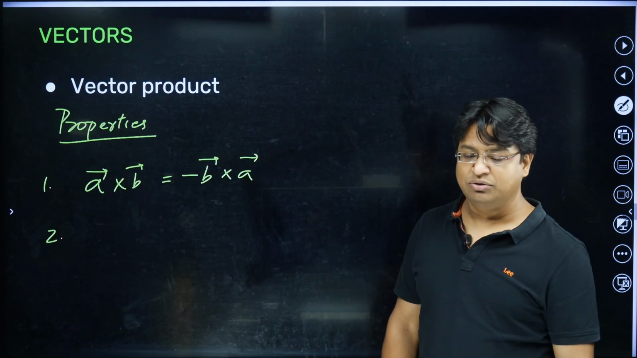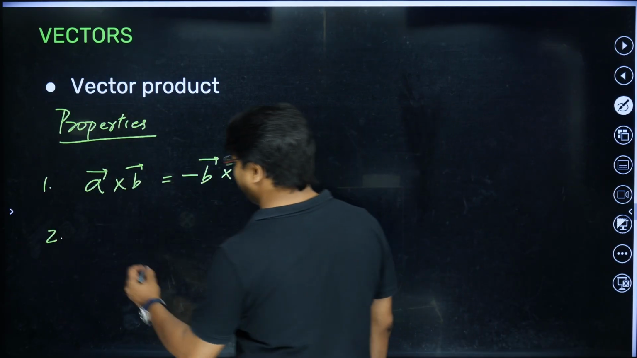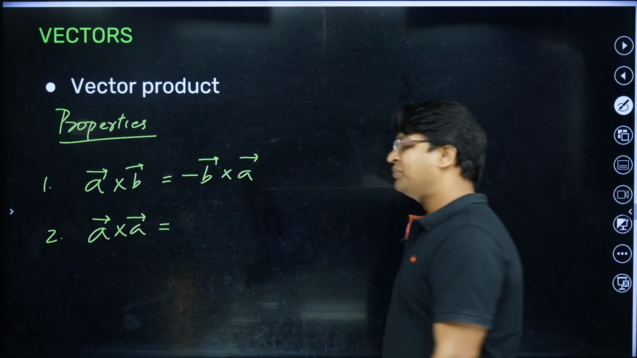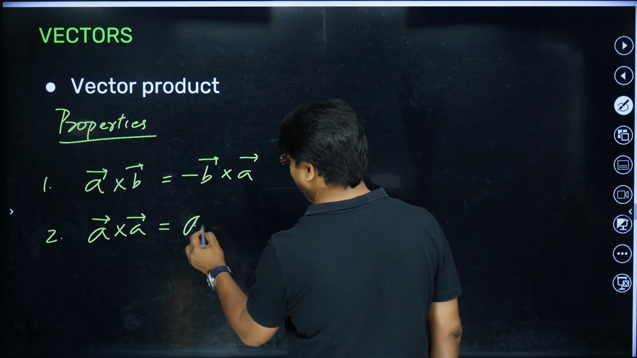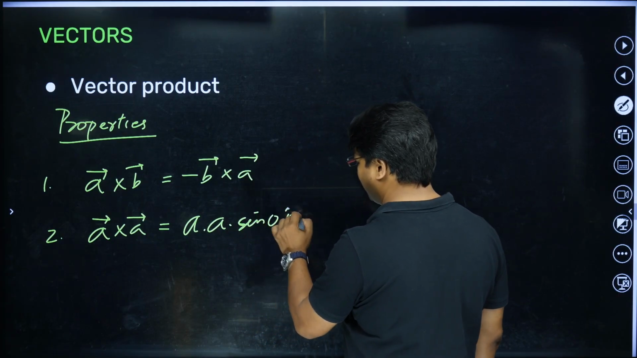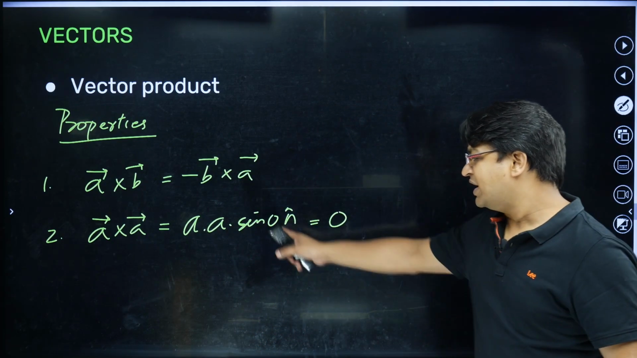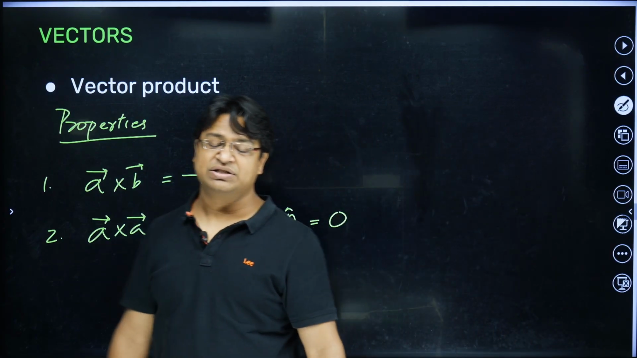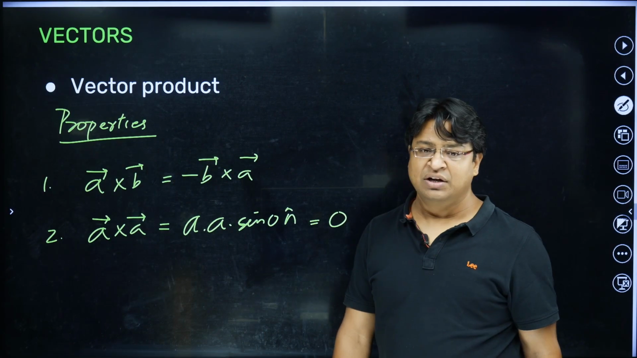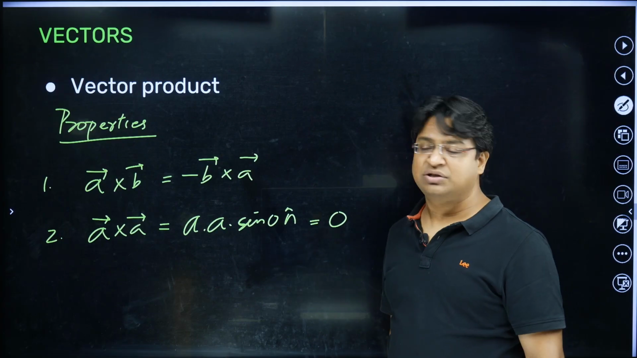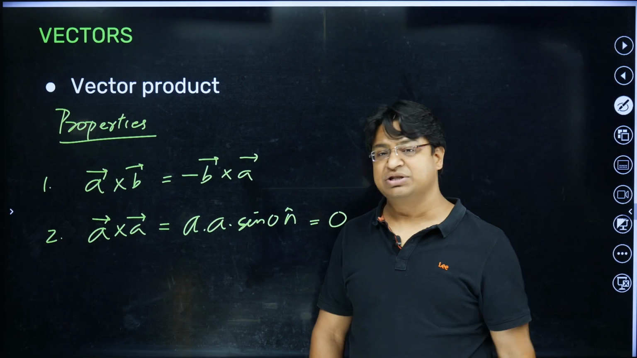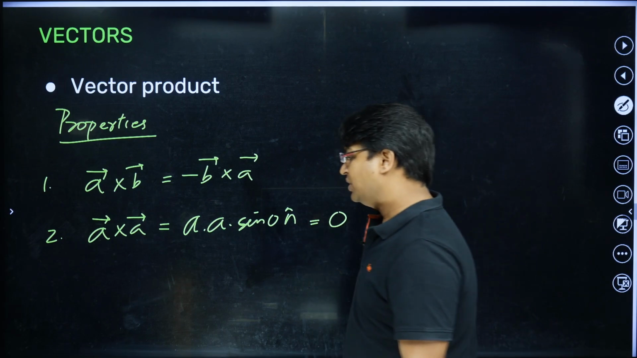Next, what we can talk about is what happens if I multiply a vector with itself. Well, this would mean A into sine of 0 into n cap, which would be 0. Why sine 0? Because a vector makes 0 degrees with itself, so sine 0 is 0. So the cross product of a vector with itself will give us 0. In fact, if two vectors are either parallel or anti-parallel to each other, then we will get a 0.